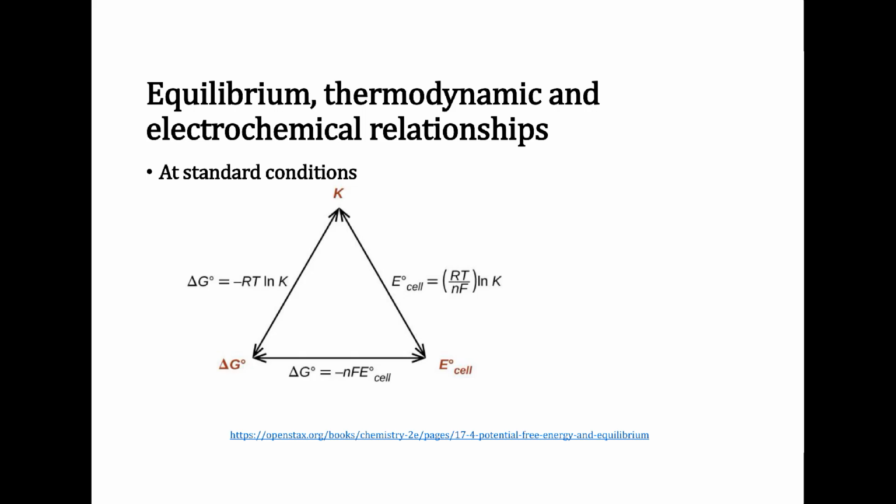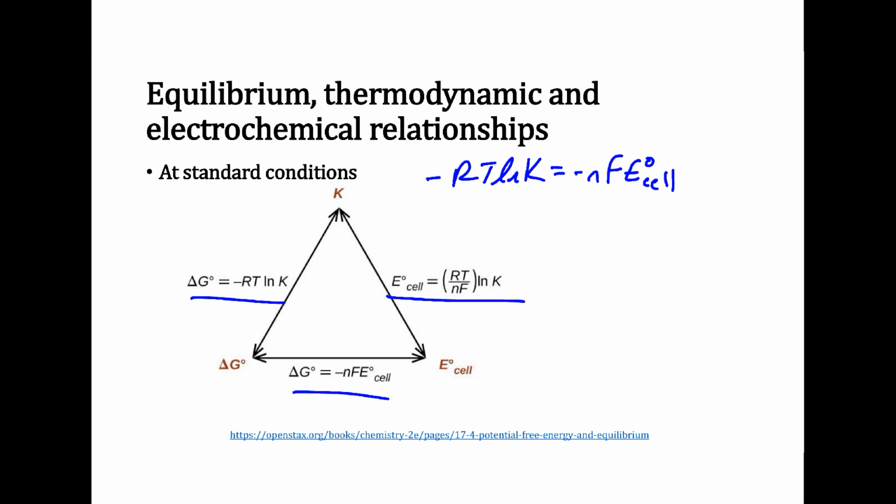So as we keep going forward, let's go ahead and talk about the relationship between delta G, K, and E. We already know the relationship between delta G and K. We know delta G is equal to negative RT ln of K. And we know that delta G is also equal to negative nF E cell. So if we set these two equal to each other, negative RT ln of K is equal to negative nF E standard of the cell, and what we'll end up getting is this relationship here, that E cell is equal to RT over nF times the natural log of K.